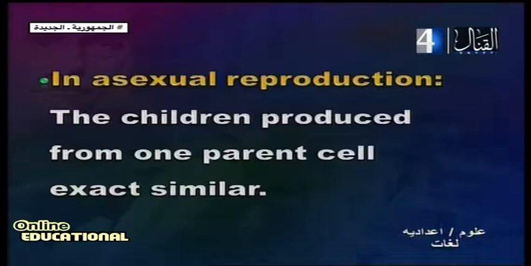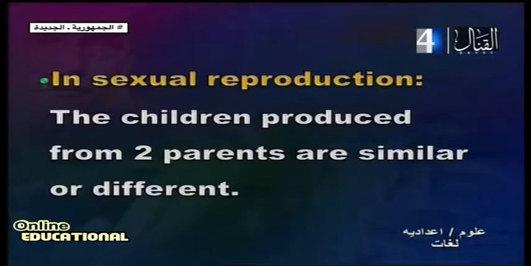In asexual reproduction, the children produced from one parent cell are exactly similar. In sexual reproduction, the children produced from two parents are similar or different.